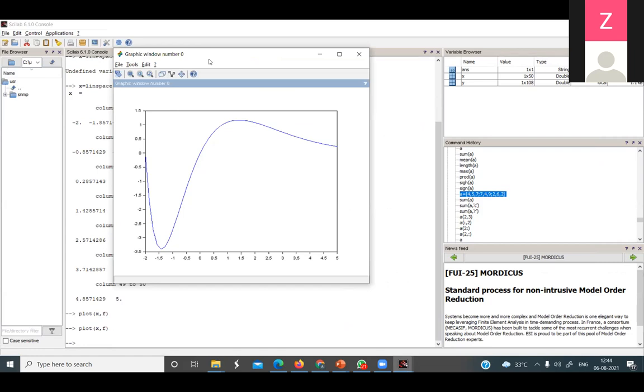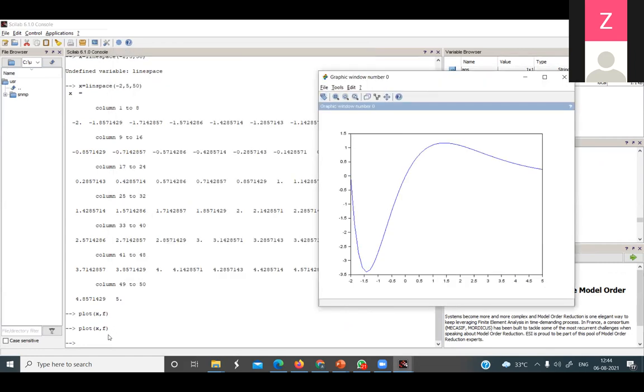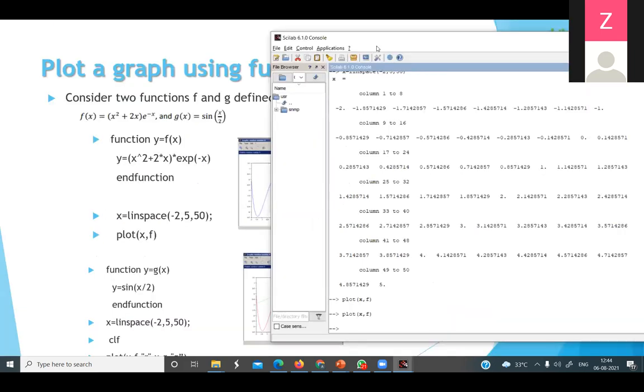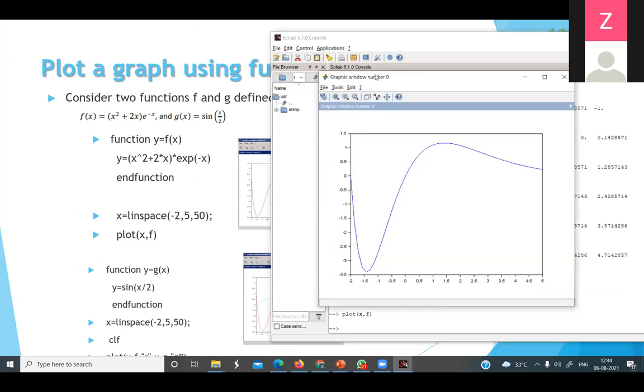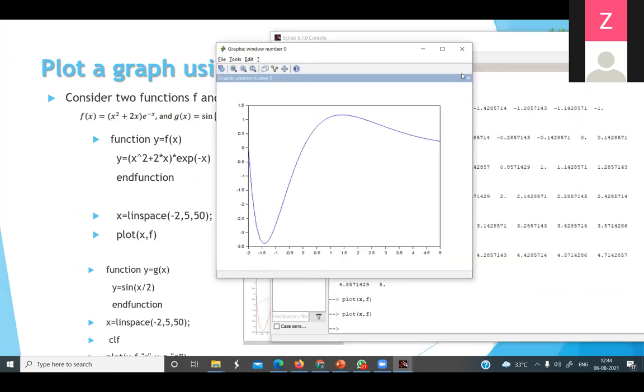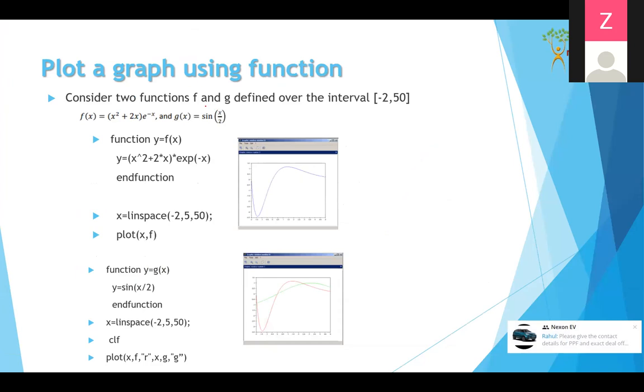The graphic window. So this is the graph. Let us create another function in the same window. Let us introduce another function y equal to g(x), where g(x) is given by sine x by 2, and draw the same graph here in the same window.